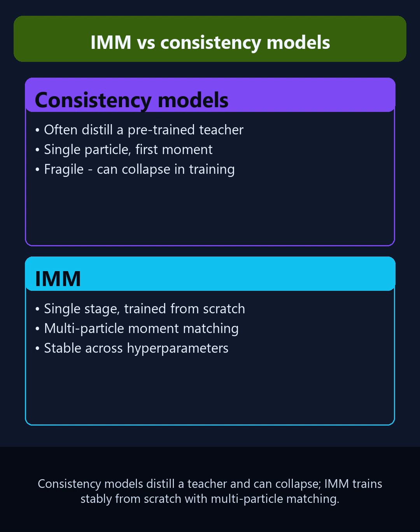Let's compare IMM with consistency models, its closest relative. Consistency models usually distill a pre-trained diffusion teacher, match a single particle, and can collapse without careful tricks like early stopping. IMM trains in a single stage, from scratch, matches multiple particles for a richer moment matching signal, and stays stable across a wide range of hyperparameters and standard architectures. That stability is the practical win. You get few step sampling without babysitting the training run.